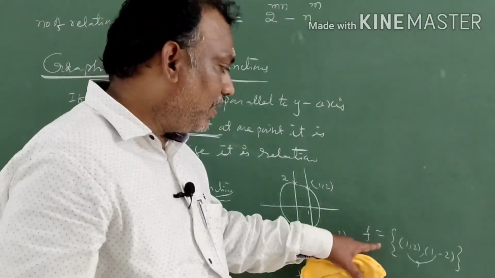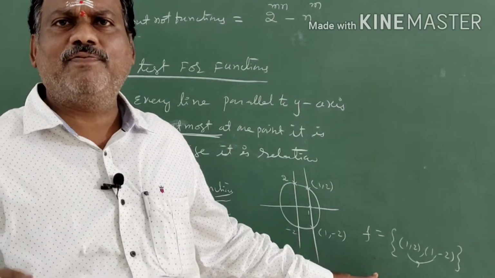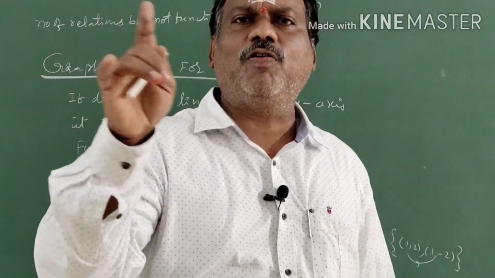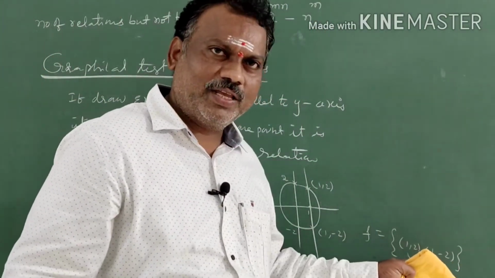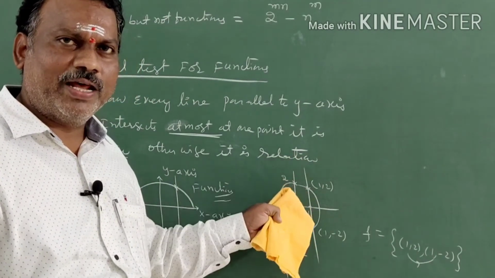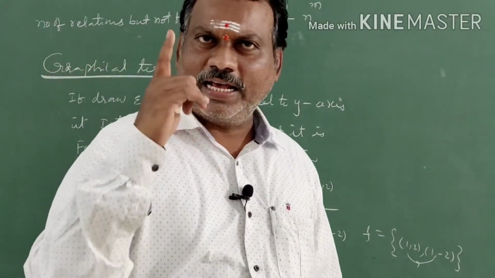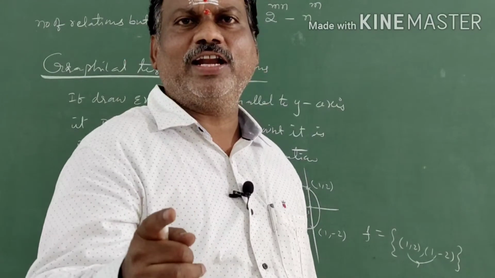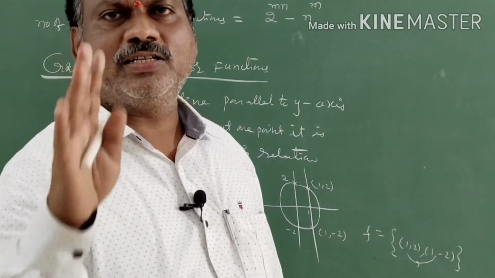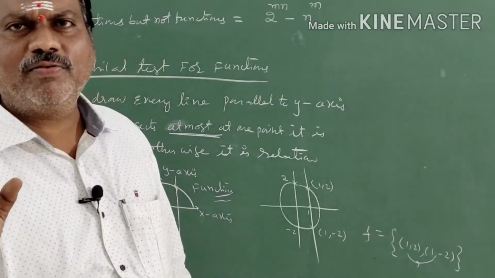If ordered pairs are given, we know that very well. According to the definition, a relation is said to be a function if no two distinct ordered pairs have the same first coordinate. We can check that here. Suppose a diagram is given, with no ordered pairs given, then how to check? Vertical test. If you draw a vertical line and it cuts exactly one point in the given graph, that given diagram is a function. More than one, it is not a function. Clear, students? So that is the vertical test for functions.